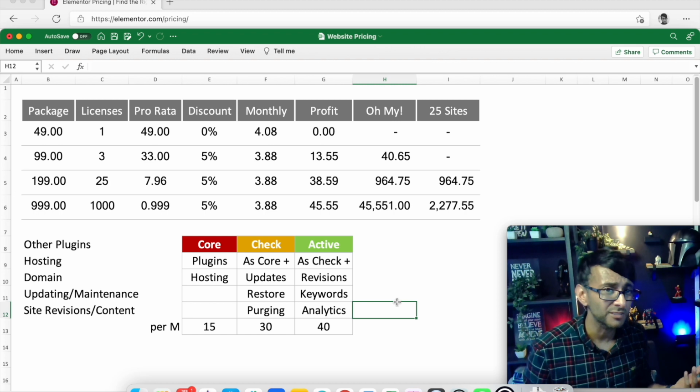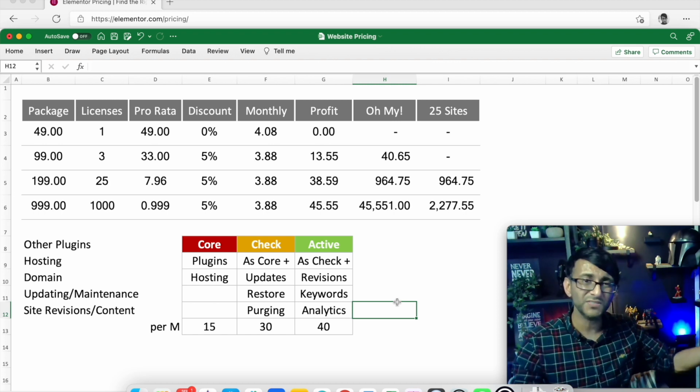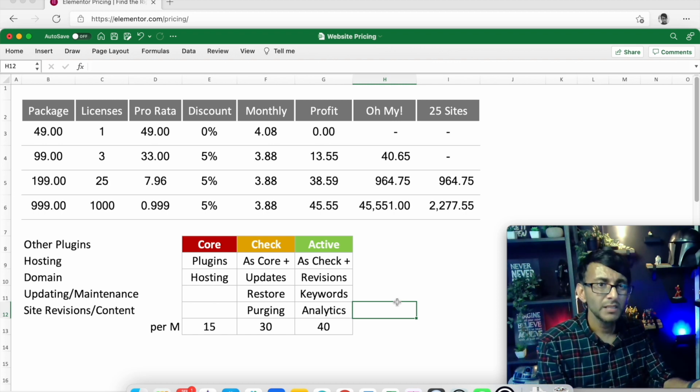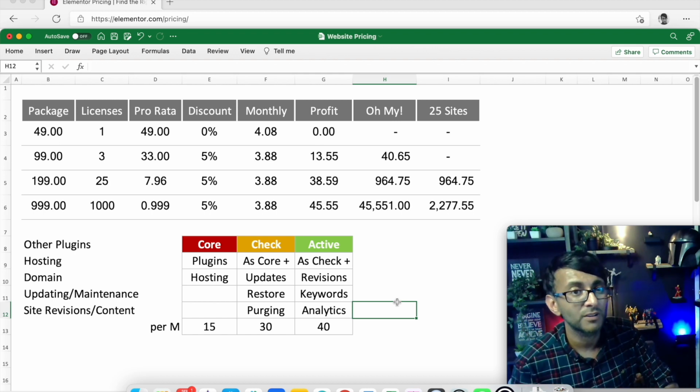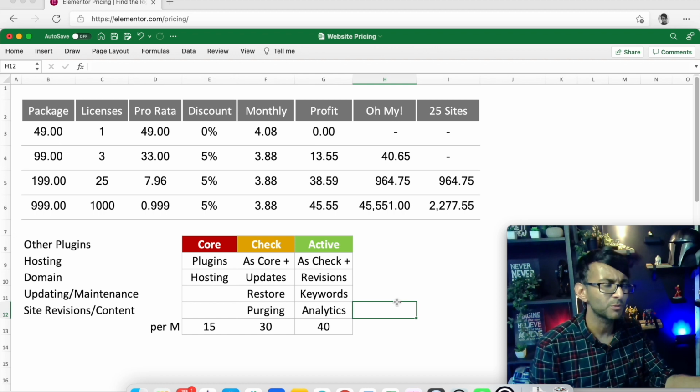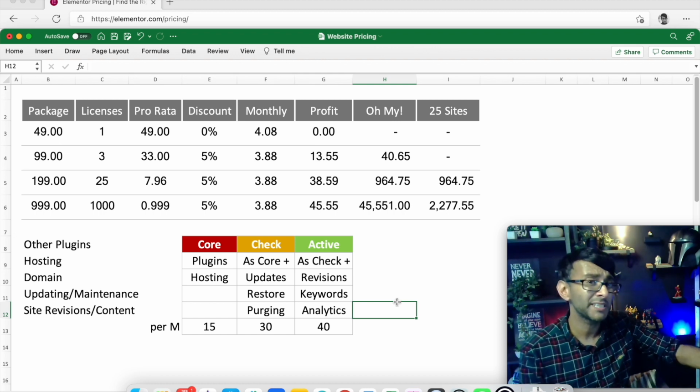I'm not an accountant. I love Excel, SQL, all these things, right? But I'm not trying to tell you what to do, but I hope this helps you just to think a little bit differently on, well, do I charge Elementor Pro to them or do I absorb it? I hope this makes sense now.